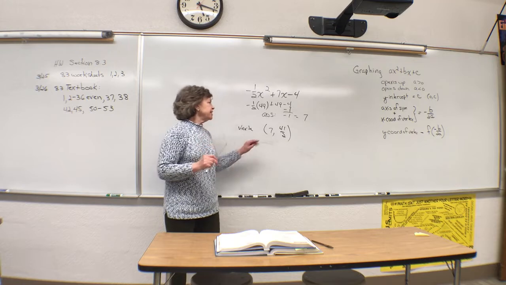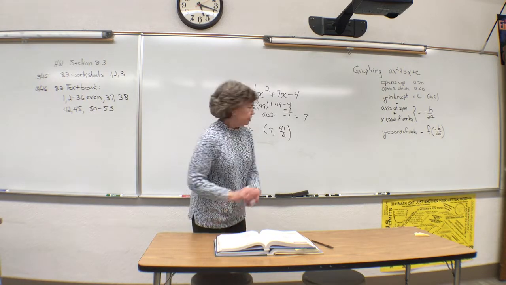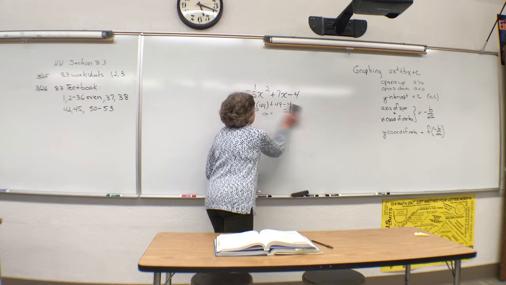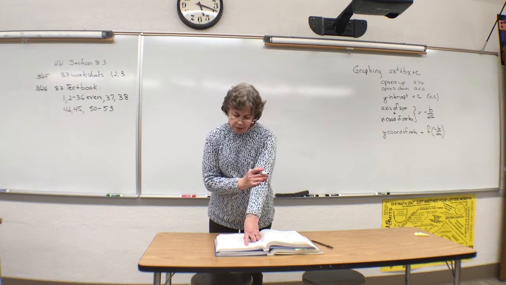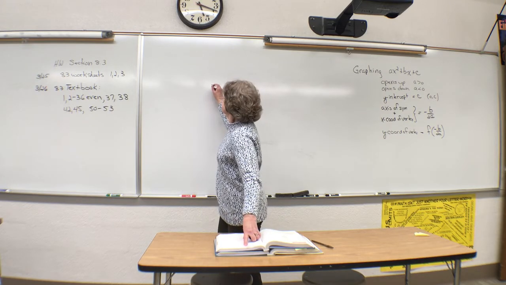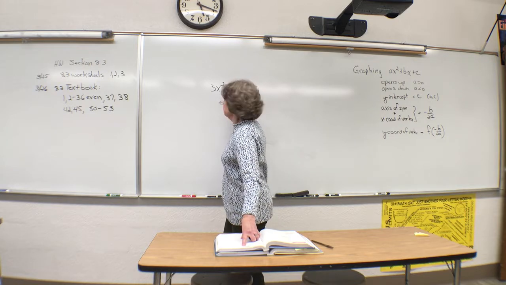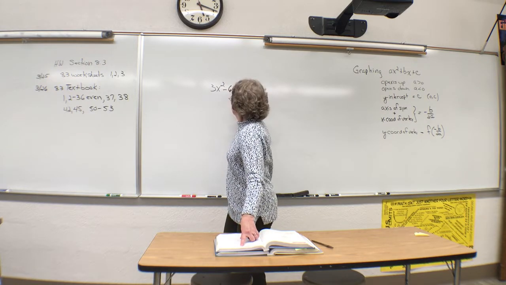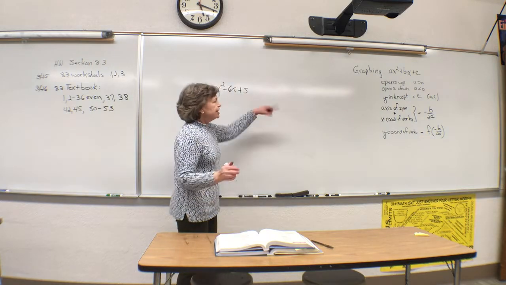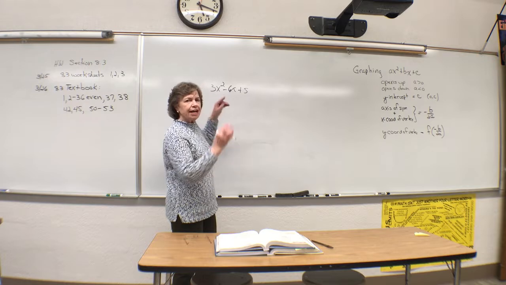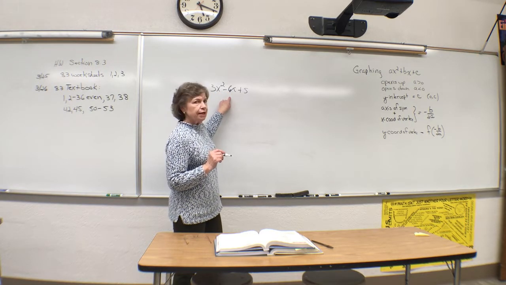So the vertex is at 7, 41/2. Look at the top of page 433 in your book at example number 2. Again, we're graphing, so 3x squared minus 6x plus 5. This time, we're also going to describe the domain and range. So think about what happens. This is opening up or down. It's opening up. So that vertex that we find is going to be the minimum.